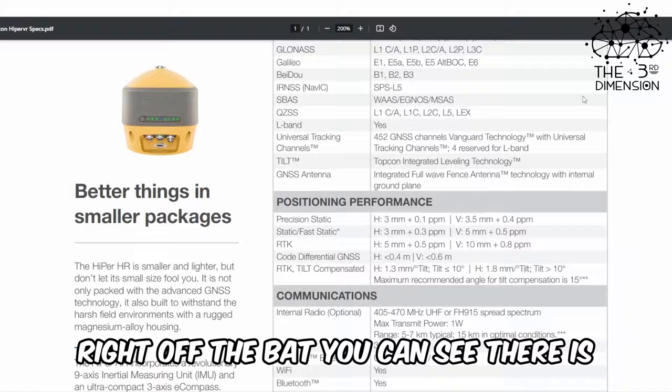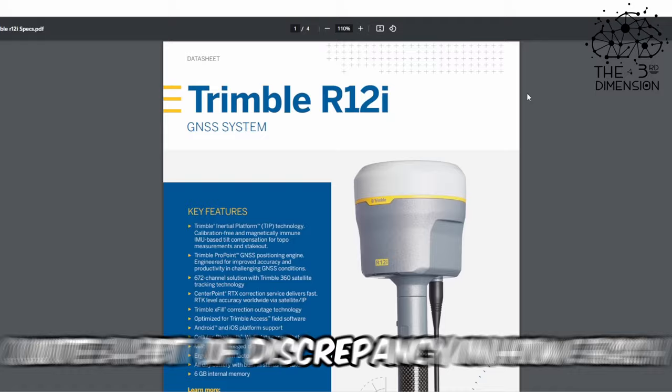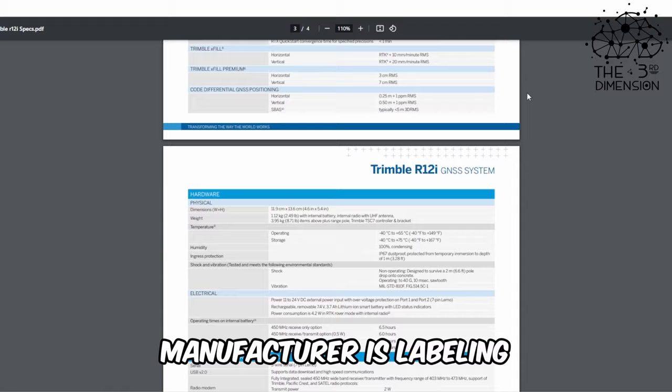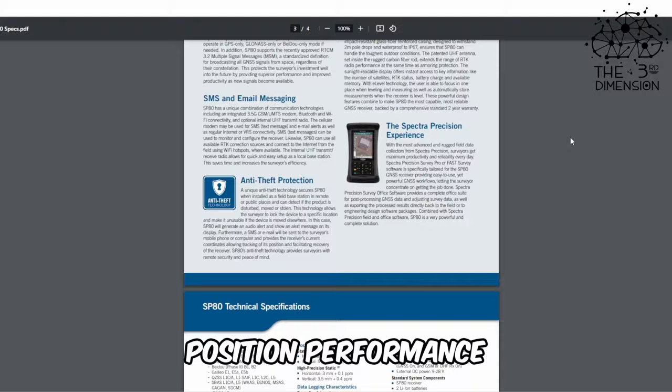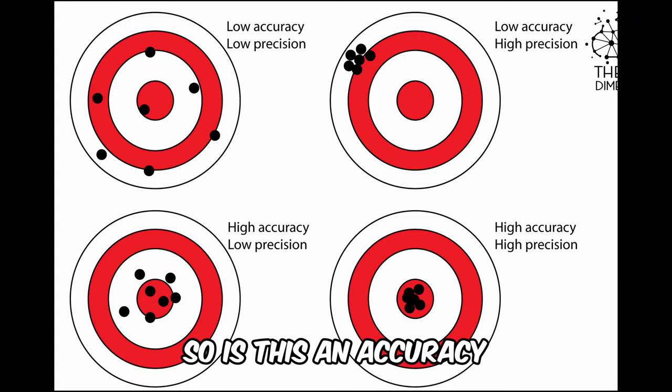Right off the bat, you can see there is quite a bit of discrepancy in how each manufacturer is labeling the values they're quoting. Some are calling it accuracy, others precision, and some are sidestepping the decision altogether and calling it position performance. So, is this an accuracy spec or a precision spec?